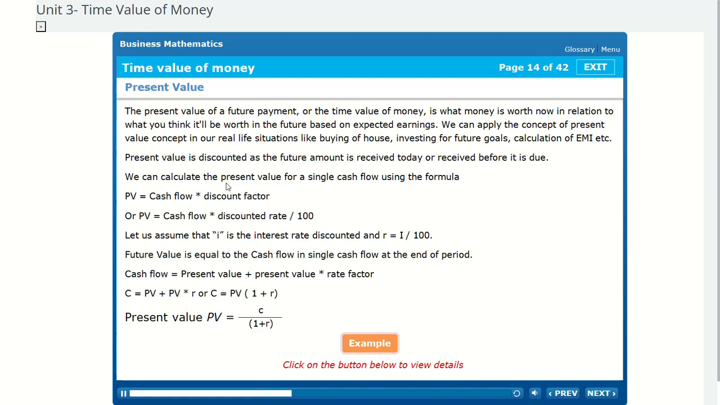We can calculate the present value for a single cash flow using the formula PV equals cash flow into discount factor, or PV equals cash flow into discount rate by 100. Let us assume that I is the interest rate discounted and R equals I by 100. Future value is equal to the cash flow in a single cash flow at the end of period. Cash flow equals present value plus present value into rate factor. C equals PV plus PV into R, or C equals PV into 1 plus R. Present value PV equals C by 1 plus R.